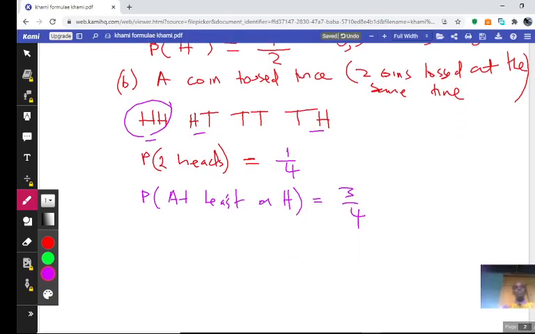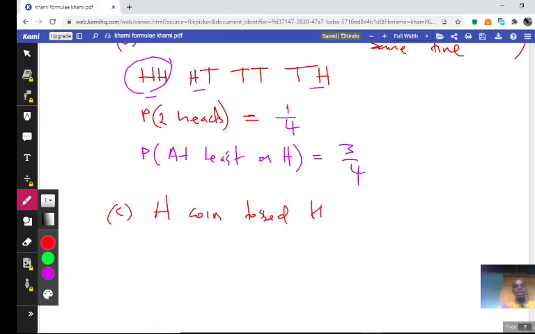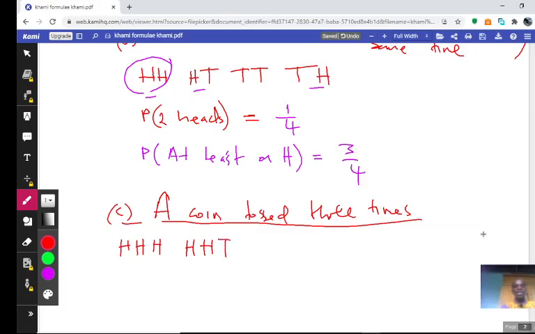Then number 3, part C, a coin tossed 3 times. This one is equivalent or the same as 3 coins tossed at the same time. So how many possible outcomes will there be in such a scenario? It's either on the first you get a head, followed by a head on the second, followed by a head on the third. Or you get a head on the first, followed by a head and a tail.